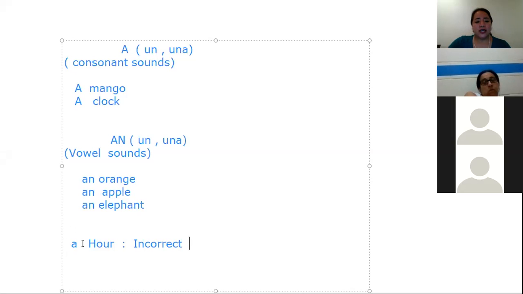So, la H, en este caso, miren cómo se pronuncia ahora. Our, es como un sonido de our. Entonces, como el sonido es como una vocal, usted va a decir an hour. ¿Ve? This is correct. Okay, that's it. So, fíjense cómo puede ser confuso esto, dependiendo cómo le enseñen la regla, ¿ok? So, in this case, as I said before, tiene que regirse por el sonido. Si es consonante, vamos con A. Si es vocal, vamos con N, ¿ok?